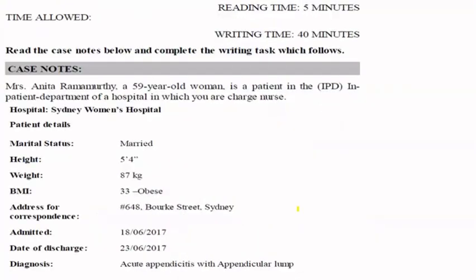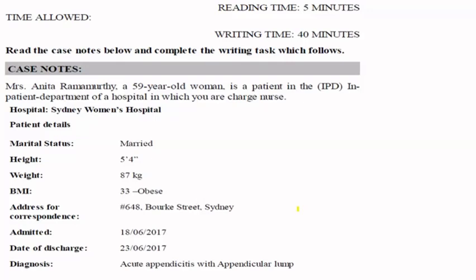So we know that Ms. Anitha Ramamurthy is a 59-year-old woman, and she is a patient in the inpatient department of a hospital in which you are working as a charge nurse. So you know whom you are. Her marital status, some social aspects and other aspects are written here. She is married, height is 5'4", weight is 87 kg, BMI is 33, and she is a little bit obese.